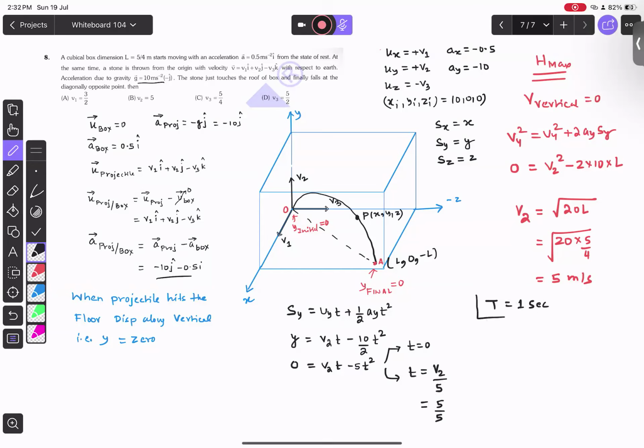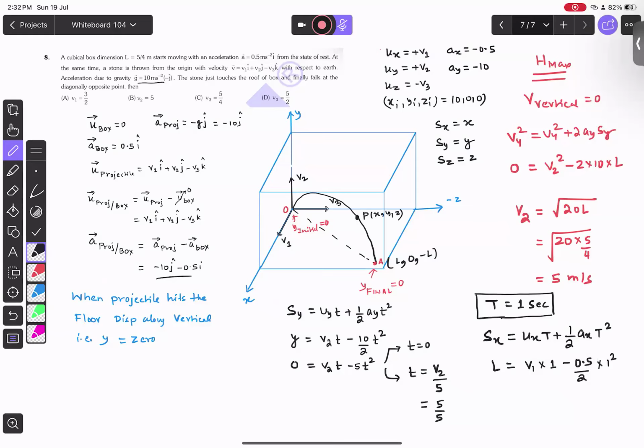So for the time it remains in the air, how much displacement has it undergone along X? Initial X is 0, correct? Final X is L. So displacement along X will be, since we have some acceleration along X, uxt plus half of ax into t square. Displacement along X will be L. Initial velocity along X is V1. Time is 1. Acceleration along X is minus 0.5 by 2 into 1 square.